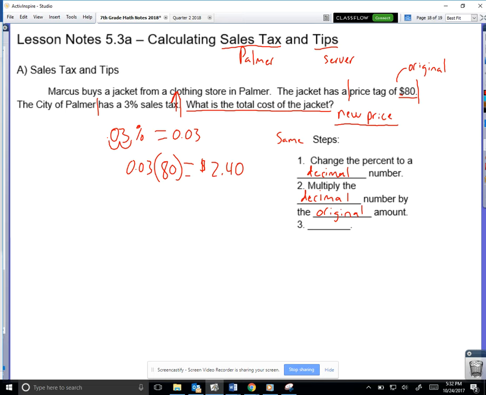Make some sense? All right. Anyway, we're going to move on. Number 3, you're going to have to add for your final step. So you've got the price of the jacket, you've got $80 for the jacket.